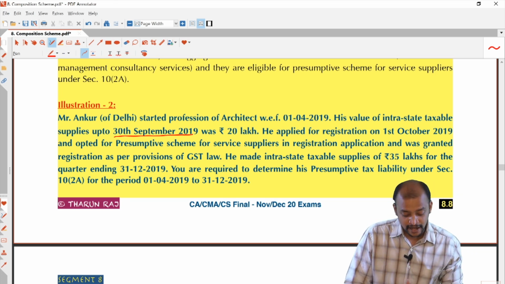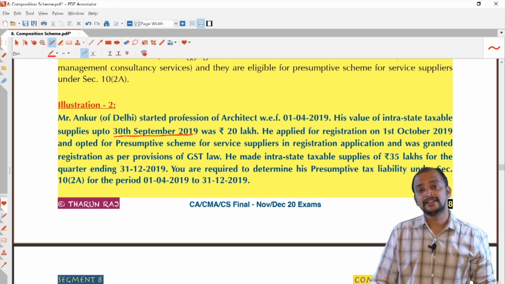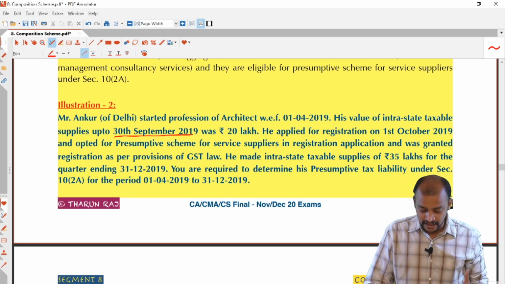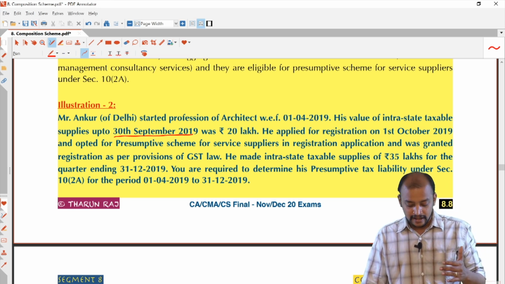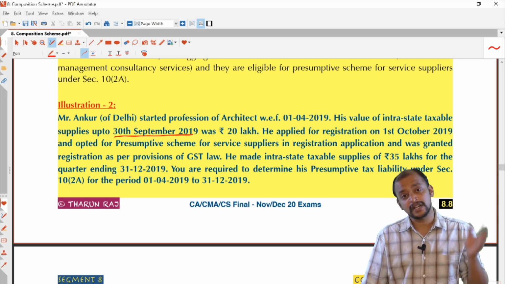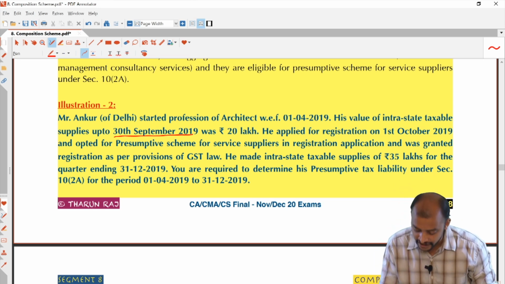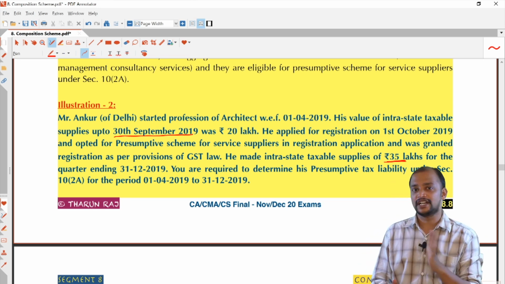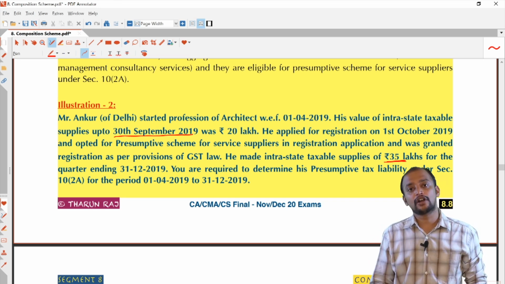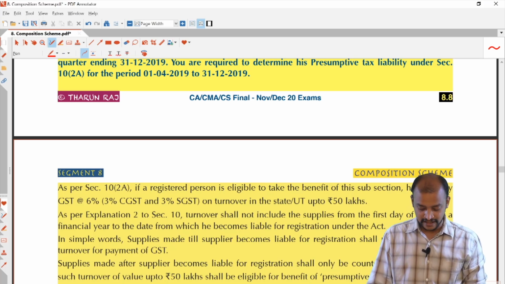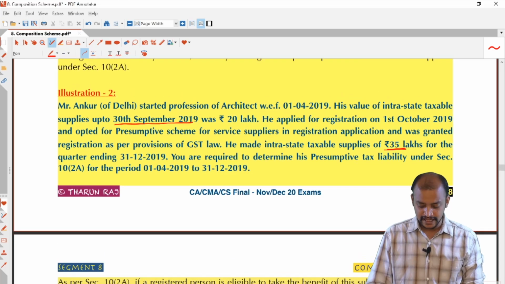And what is the remaining amount? 35 lakhs. What is the total turnover? The first 20 lakhs you should not count in the turnover itself. So the turnover in a state or union territory is 35 lakhs. On the 35 lakhs, whether it crossed 50 lakhs? No, it did not cross 50 lakhs. Therefore on the 35 lakhs we need to pay GST at the rate of 6%. So that is the answer.